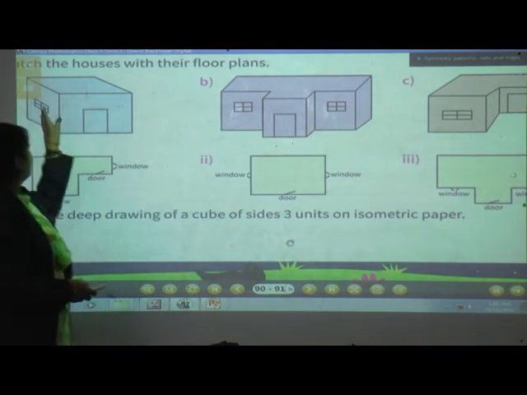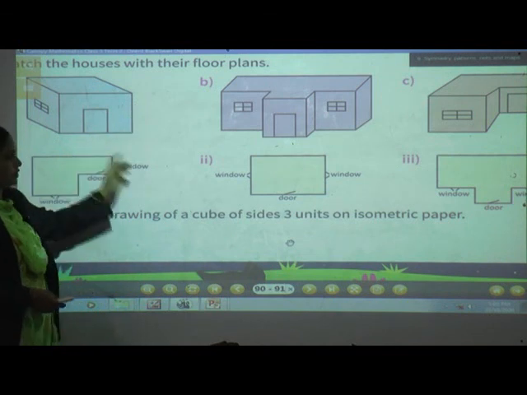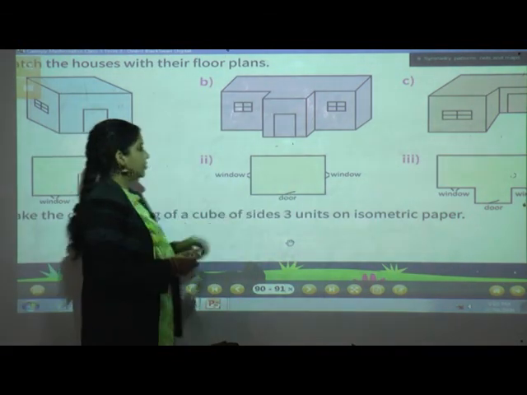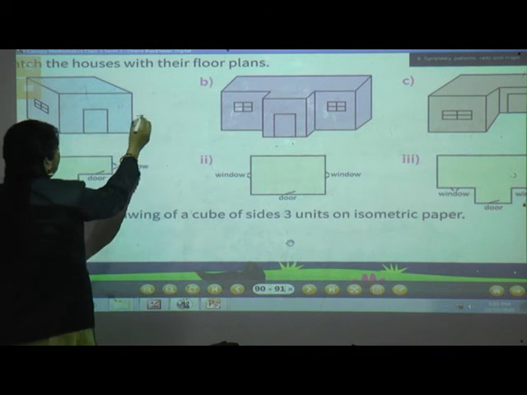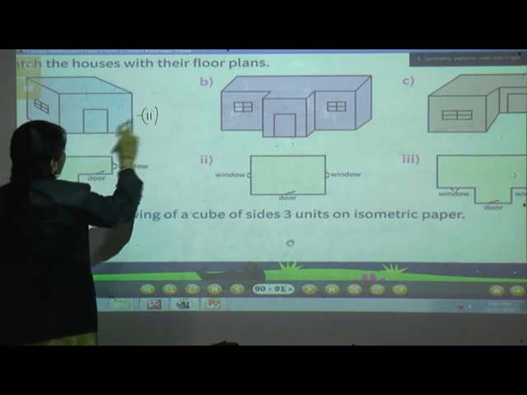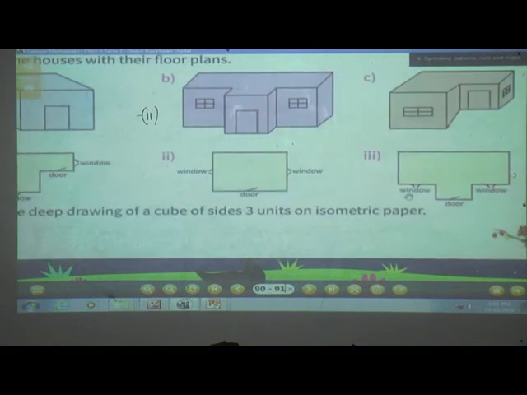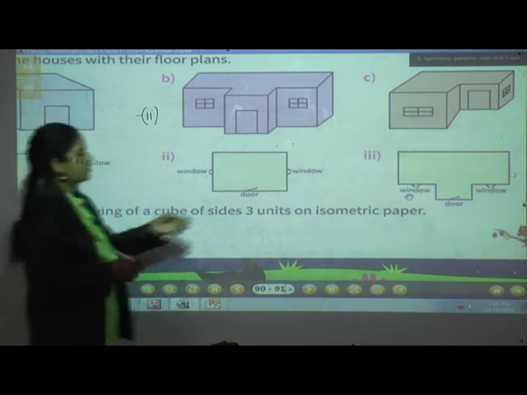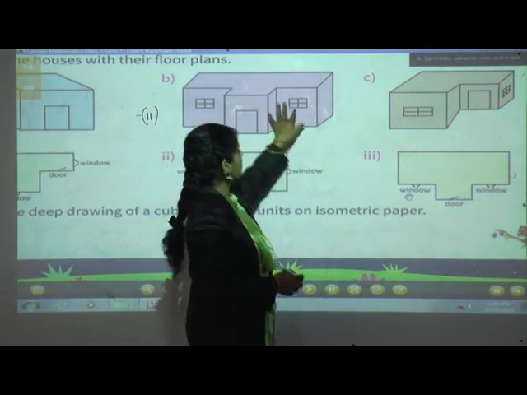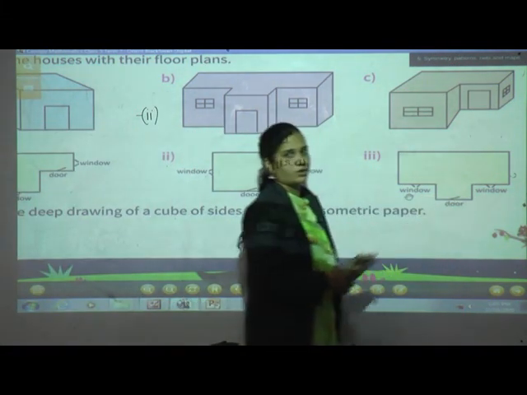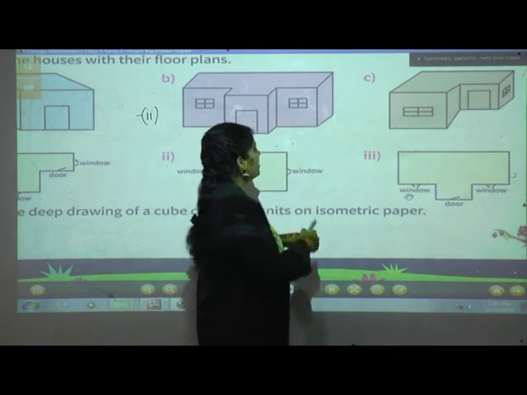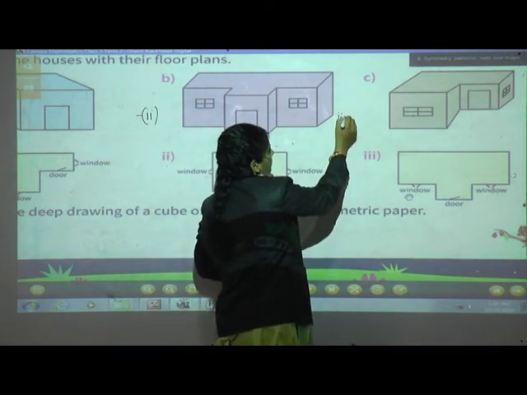See, window and door. Here also window and door. So the second one is the answer. You can match it, students. Okay, now B1. See carefully here, students. We can match this with the third one because two sides have a window and door. So we can match it with the third one.